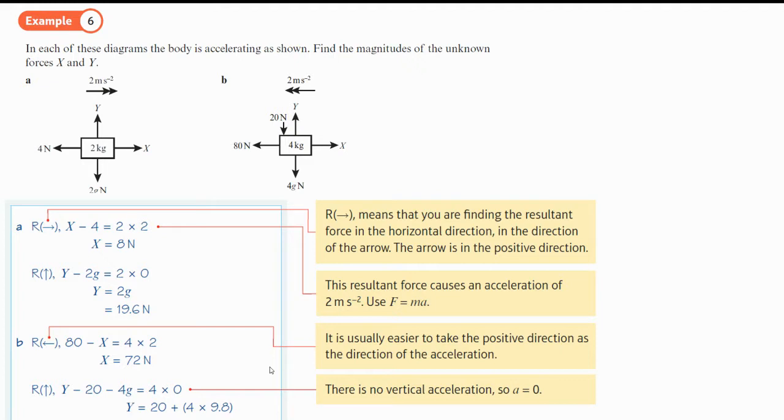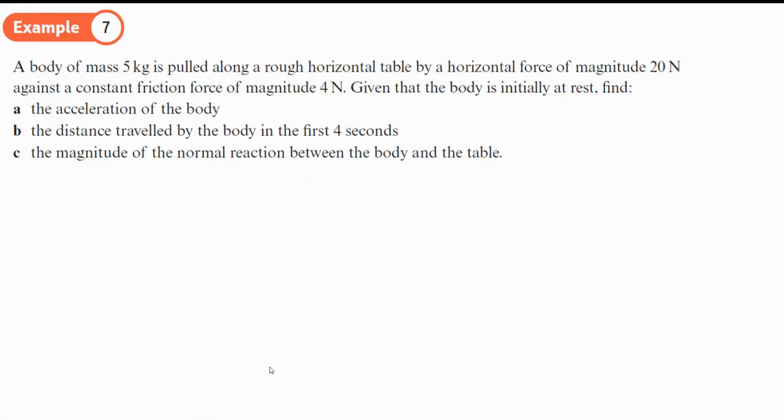Okay, let's look at one more example. So a body of mass 5 kilograms is pulled along a rough horizontal table by a horizontal force of magnitude 20 newtons against a constant friction force of magnitude 4 newtons. Given the body is initially at rest, we're going to find the acceleration, distance traveled after 4 seconds, and the magnitude of the normal reaction.